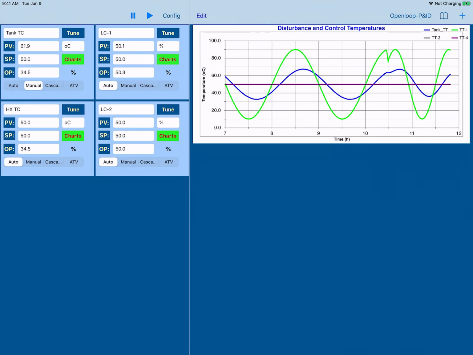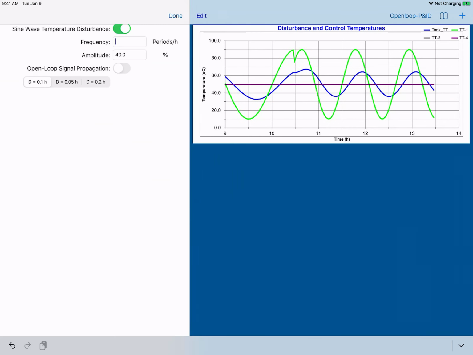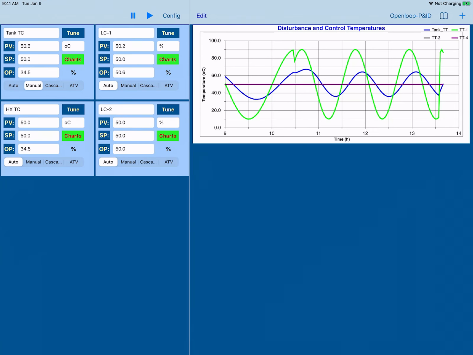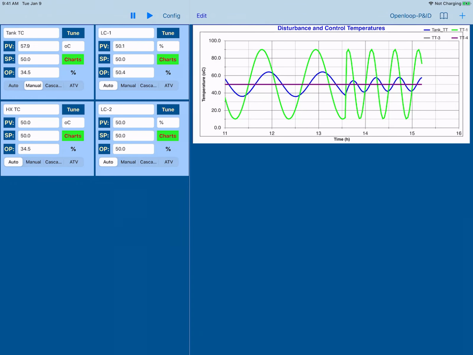But we also immediately see that there is more attenuation because the blue curve peak is not as high as it was for the previous frequency. So let's try yet another frequency, 2 periods per hour. And it's pretty clear that attenuation is much more pronounced at this higher frequency. So the peak of the blue curve is not nearly as high as it was before.